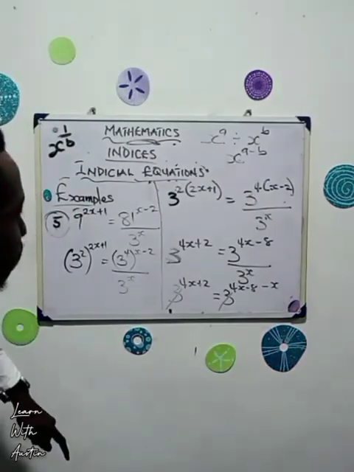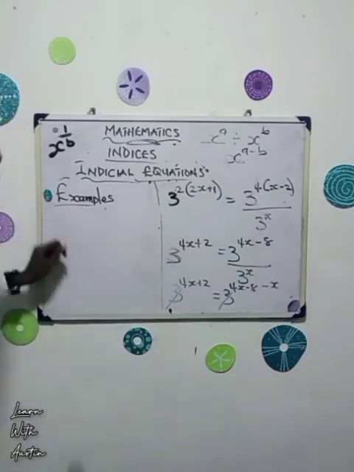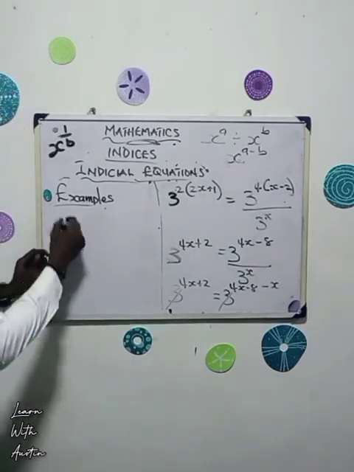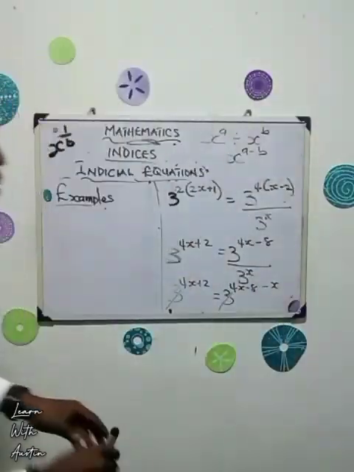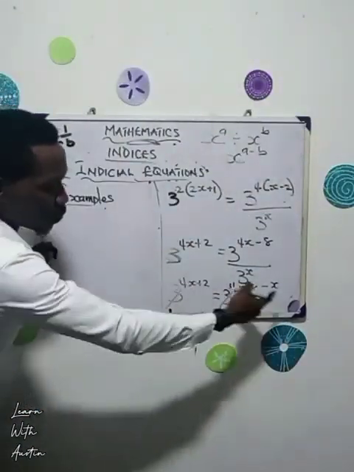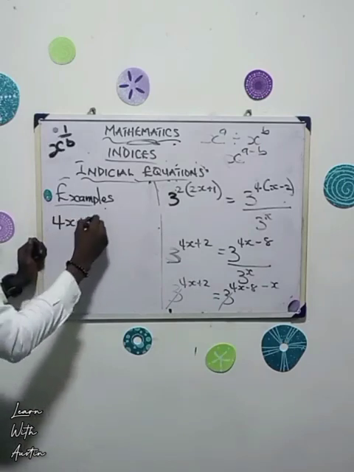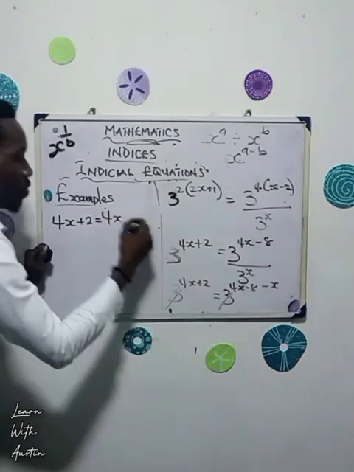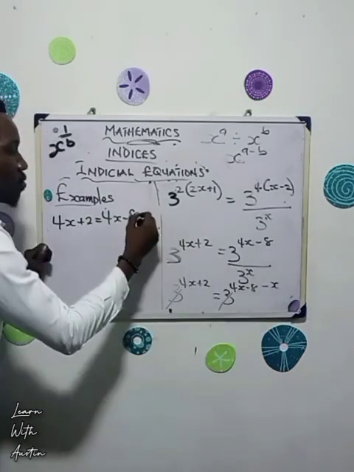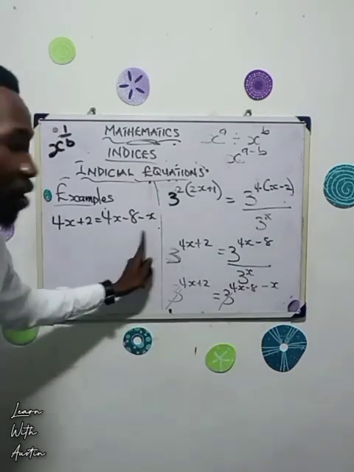So now let me wipe this. After cancelling the bases and equating the powers, we're going to have 4x plus 2 equal to 4x minus 8 minus x. 4x plus 2 equal to 4x minus 8 minus x.